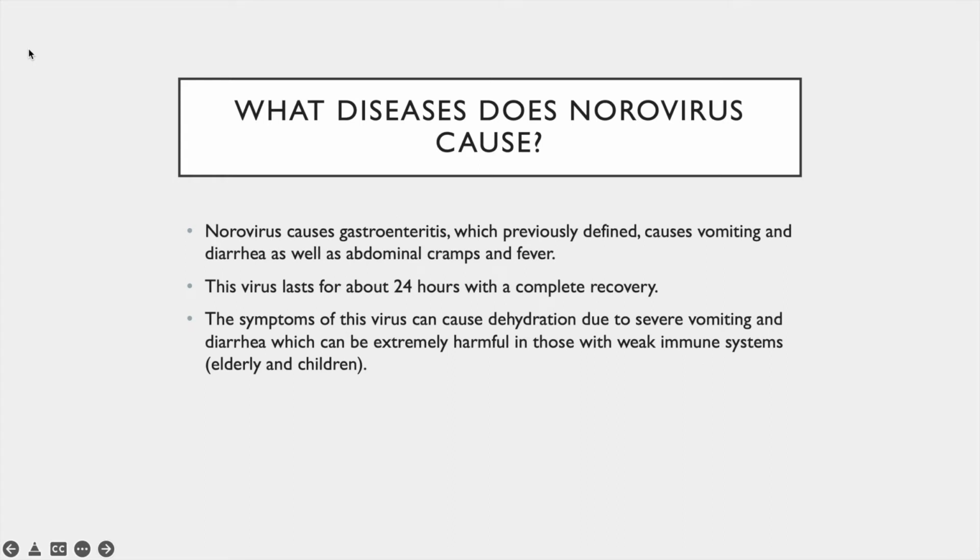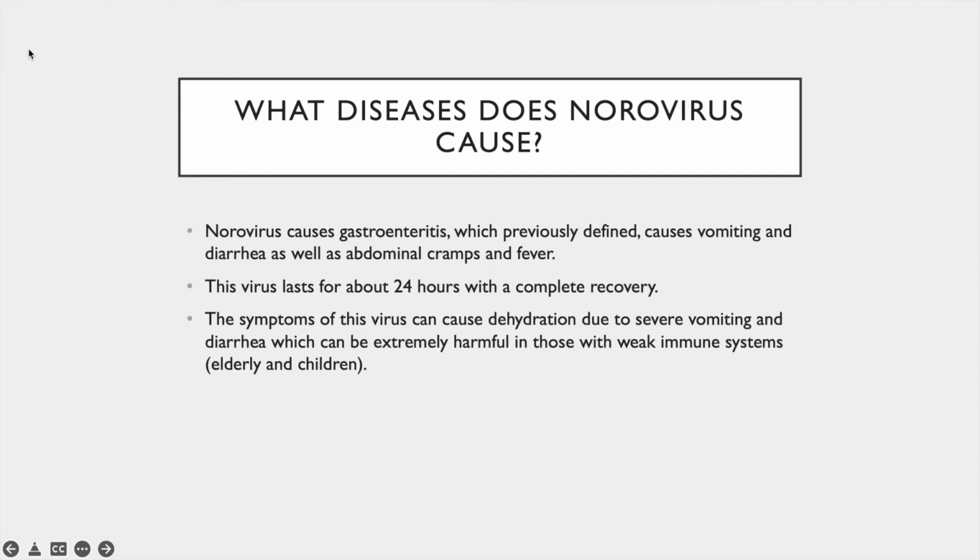Moving on here, gastroenteritis basically causes vomiting, diarrhea, abdominal cramps, fever, muscle aches, headaches. It's that basically 24-hour stomach flu that you get when you eat something bad or are exposed to the norovirus microorganisms.